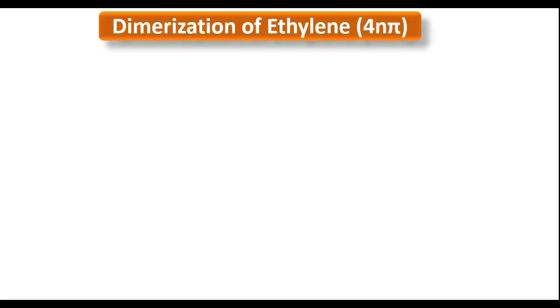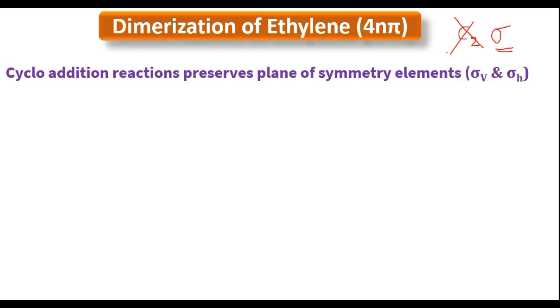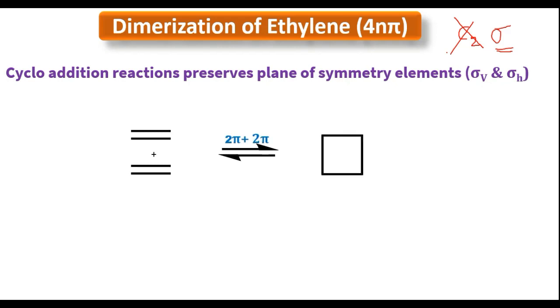In the CMO theory of electrocyclizations, we discussed C2 symmetry and sigma symmetry. But here, we are not going to use C2 symmetry, we are going to use only sigma symmetry elements. So here in cycloaddition, the example is the dimerization of ethylene: it reacts with another ethylene molecule, which is called dimerization. This undergoes a 2-pi plus 2-pi cycloaddition reaction, and the product is cyclobutane.